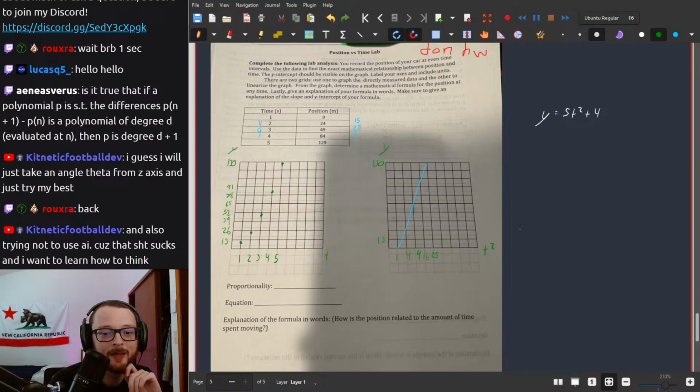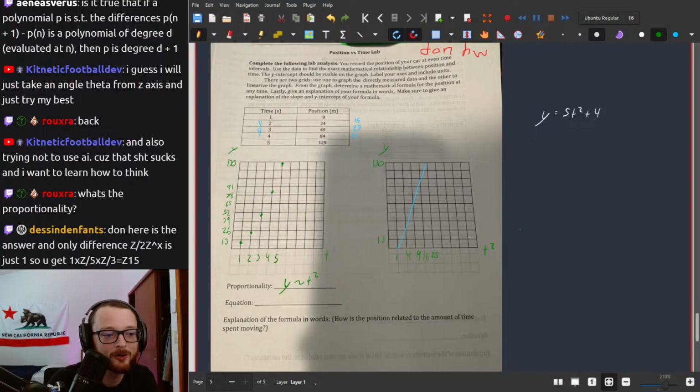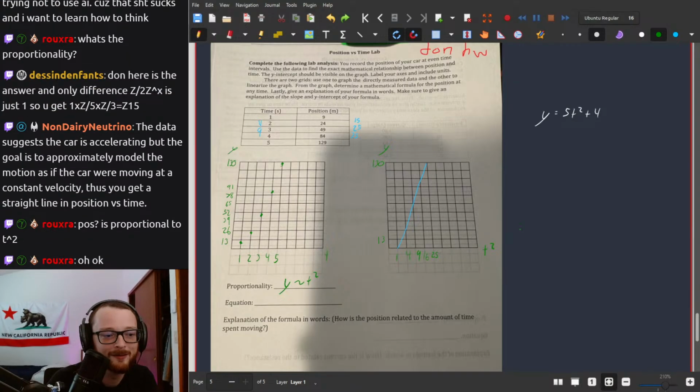Rockstar, I guess you figured it out, that I think this is basically what they would want for the linearizing part. Calling that linearizing is stupid, I think, but I think that's what they want. What's the proportionality? I think they want y is proportional to t squared. I think that's how we normally write proportional, like with the tilde. And the equation is what you wrote.